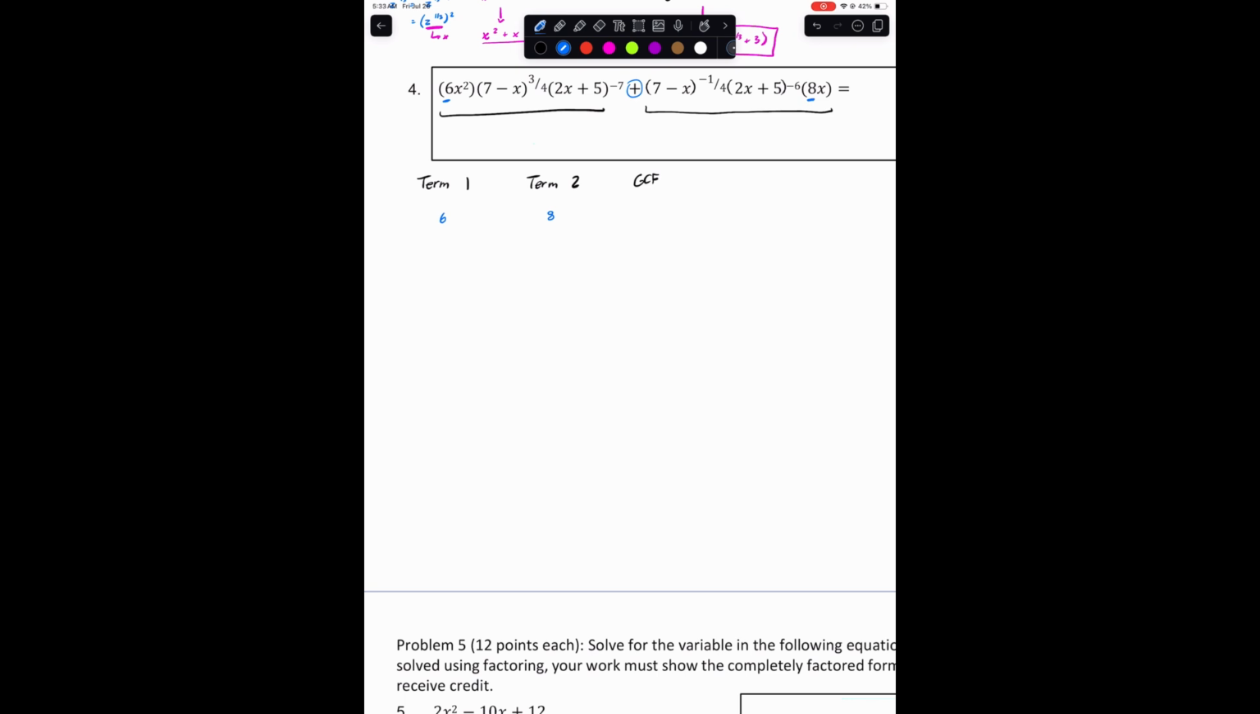The greatest common factor would be 2. Now I deal with the x's, these lonely x's. So it'd be x squared and x. Greatest common factor would be x for me. And you have the 7 minus x. It also has it over here, so that's good. So 7 minus x to the 3/4, not cubed, and 7 minus x to the negative 1/4.